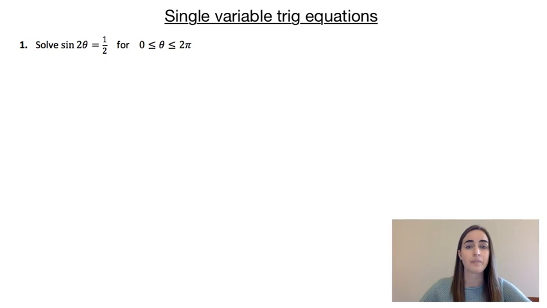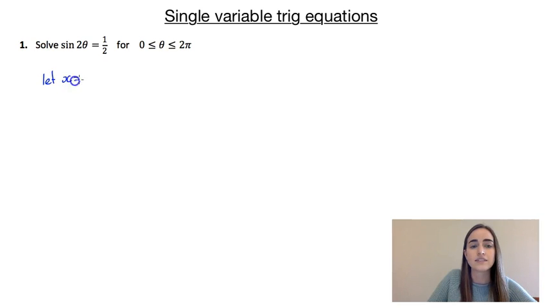and 2 pi. Now, the first thing we're going to do is replace this 2 theta just with an x for now. So we're going to write let x equal 2 theta. And that's going to mean that our equation is going to become sine of x equals a half.